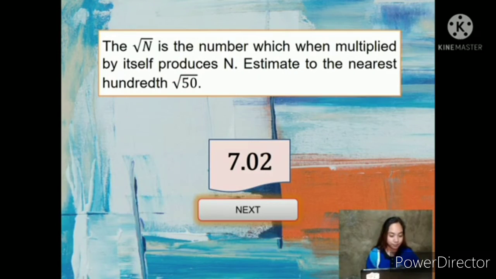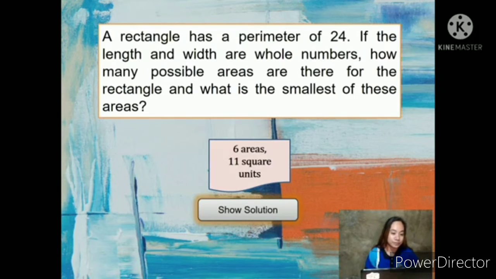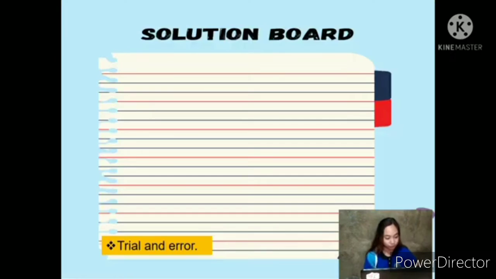So, next. A rectangle has a perimeter of 24. If the length and width are whole numbers, how many possible areas are there for the rectangle and what is the smallest of these areas? So, ang sagot is 6 areas and 11 square units. So, paano po ang solution?